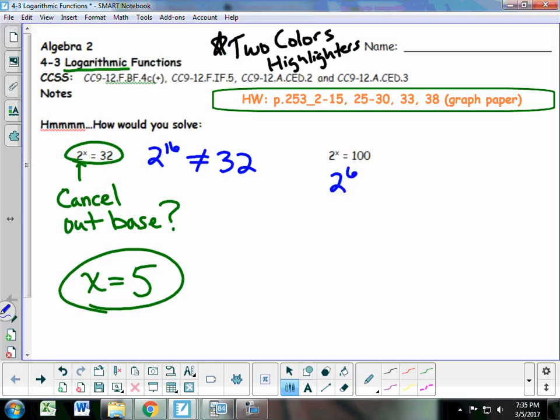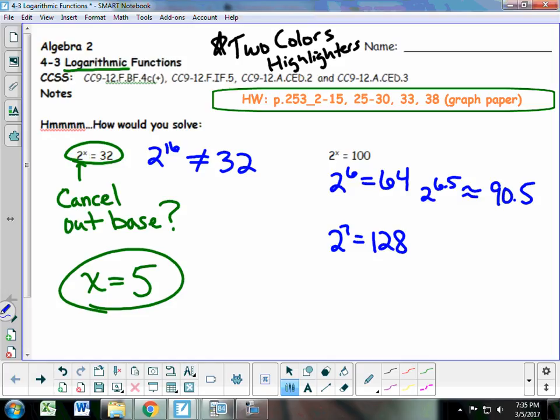Well, if you get 2 to the 6th, that equals 64. 2 to the 7th, that equals 128. So it's going to be some number, some power that's between 6 and 7 that works. You might want to try, let's see what's in between here, 2 to the 6.5. And that's approximately equal to 90.5. Right, so that's still too low.